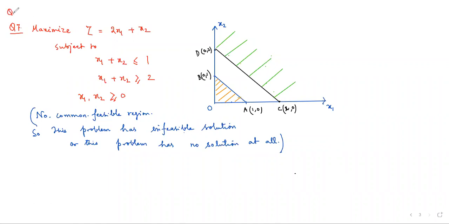Now, in question number 8, Sir, the common region will always be there. This is line 1, this is line 2. This yellow colored region is for line 1. This green colored region is for line 2.